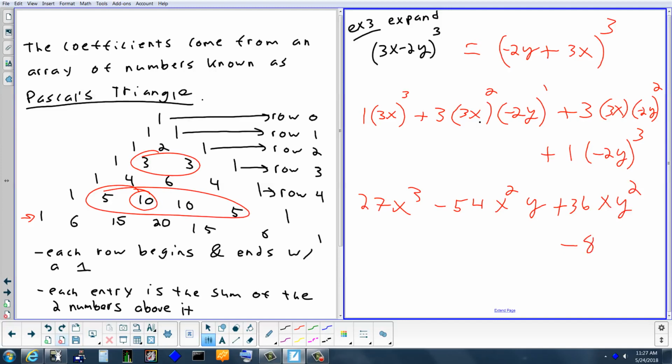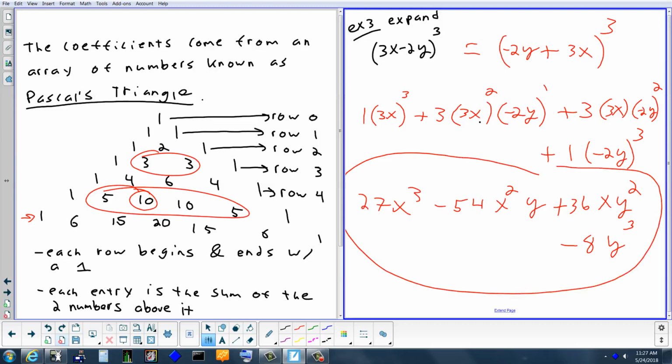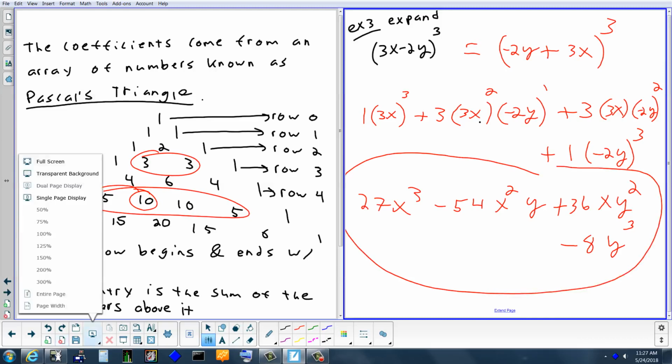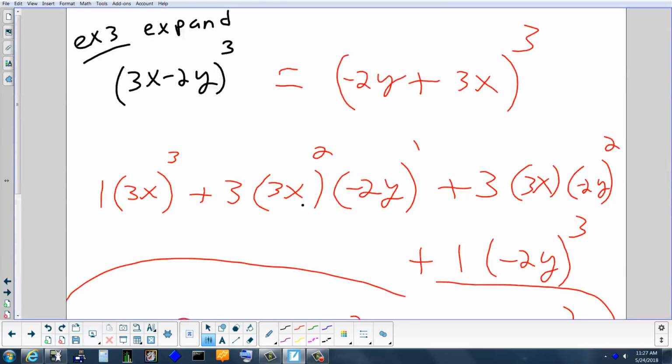Then y cubed. Y cubed. Perfect. There you go. So notice positive, negative, positive, negative. Okay, any questions on that? Okay, so that's how you can expand a binomial using Pascal's triangle.